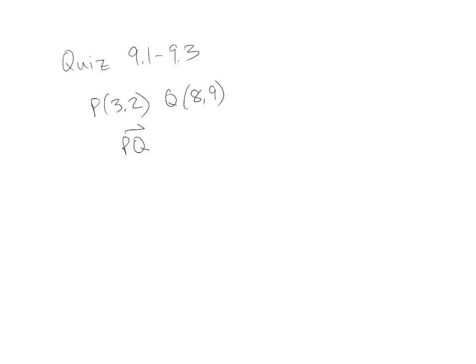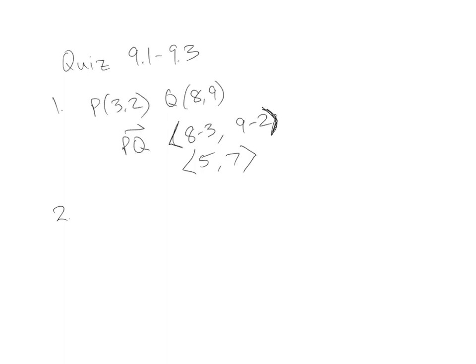Okay, here are the answers to your quiz, 9.1 through 9.3. All right, so let's go with the first one. The vector with the initial point P (3, 2) and endpoint Q (8, 9). So the vector from P to Q would be 8 minus 3 and 9 minus 2, which gives me <5, 7>. Again, these are vector symbols. Get into the vector form of doing this. All right, so that's number one.